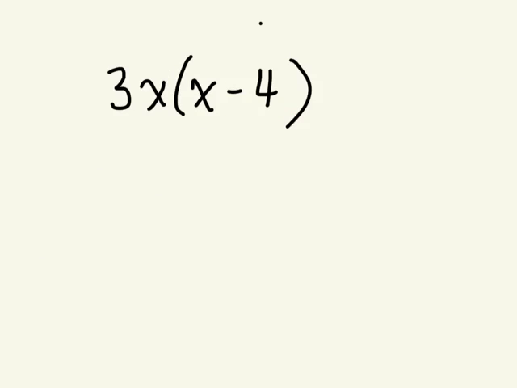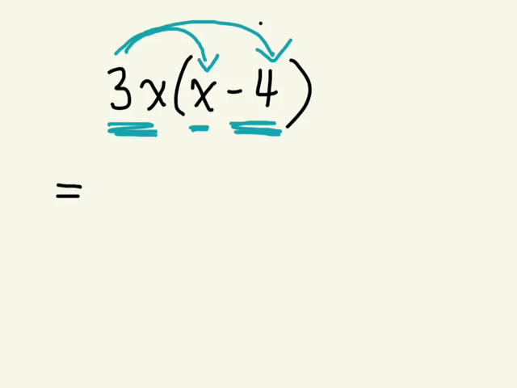Okay? We have brackets. What do we have to do when there's a bracket? Yep? Multiply. We need to multiply. Good. So we're distributing. This is distributive property. We're going to multiply 3x by the first term, which is x. And then we're going to take 3x and we're going to multiply it by the second term, which is negative 4.